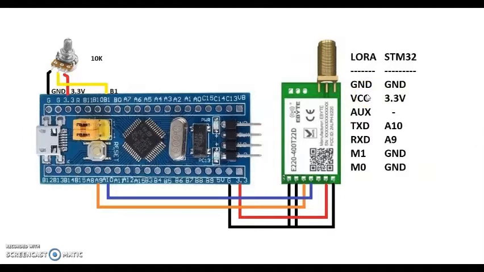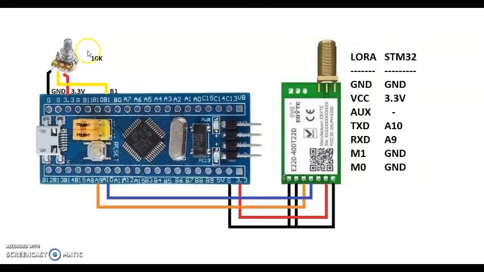Transmitter module. The LoRa module connected to STM32 coming from right to left: ground is connected to ground, VCC connected to 3.3 volt, AUX connected nowhere, TXD connected to A10, RXD connected to A9, next two pins M1 and M0 both connected to ground.